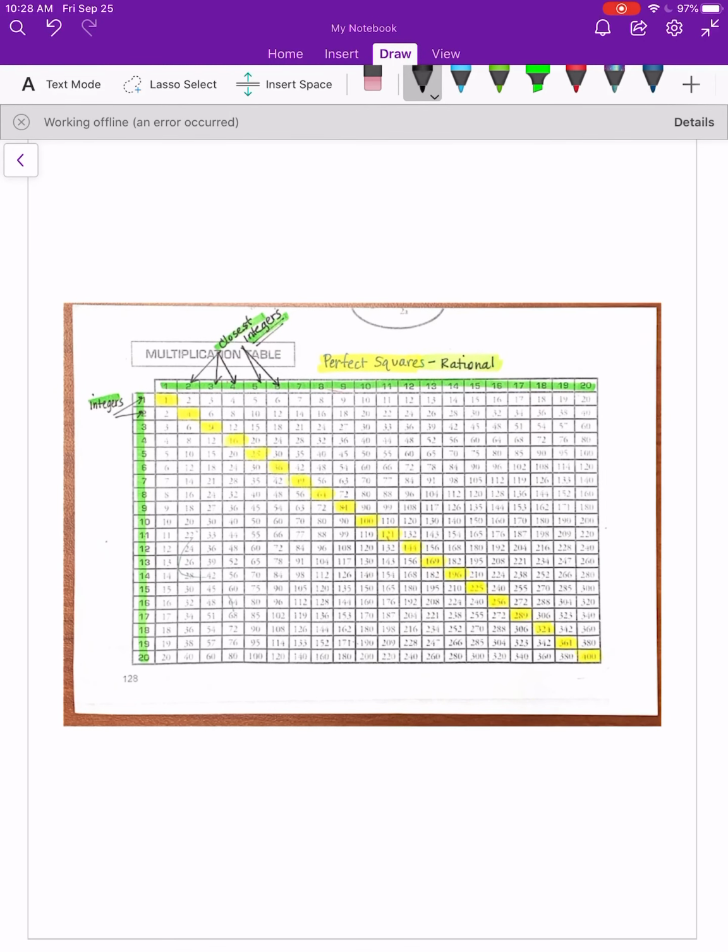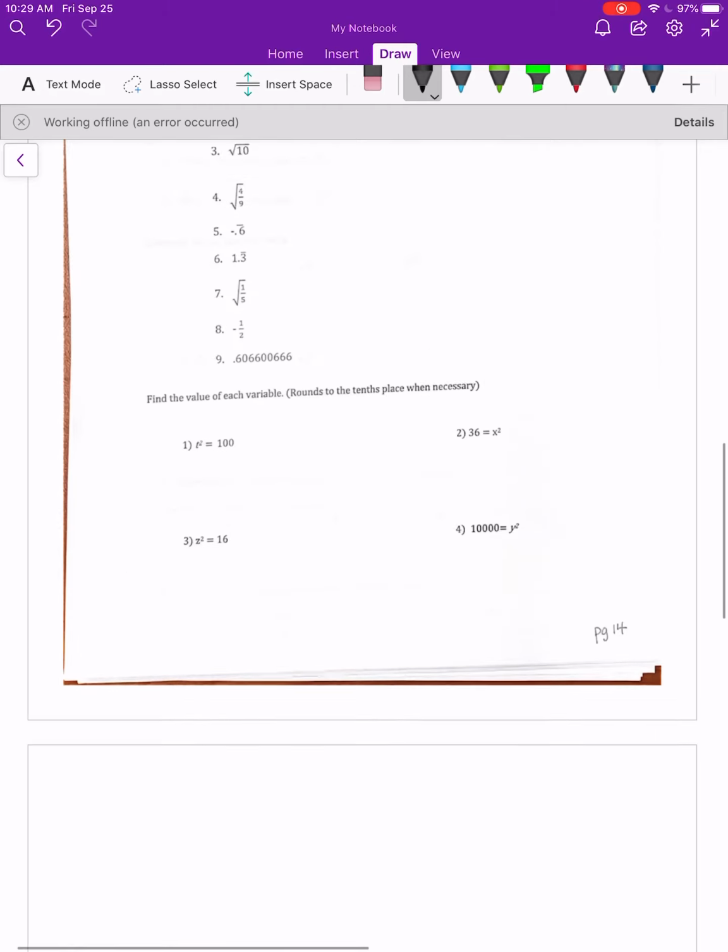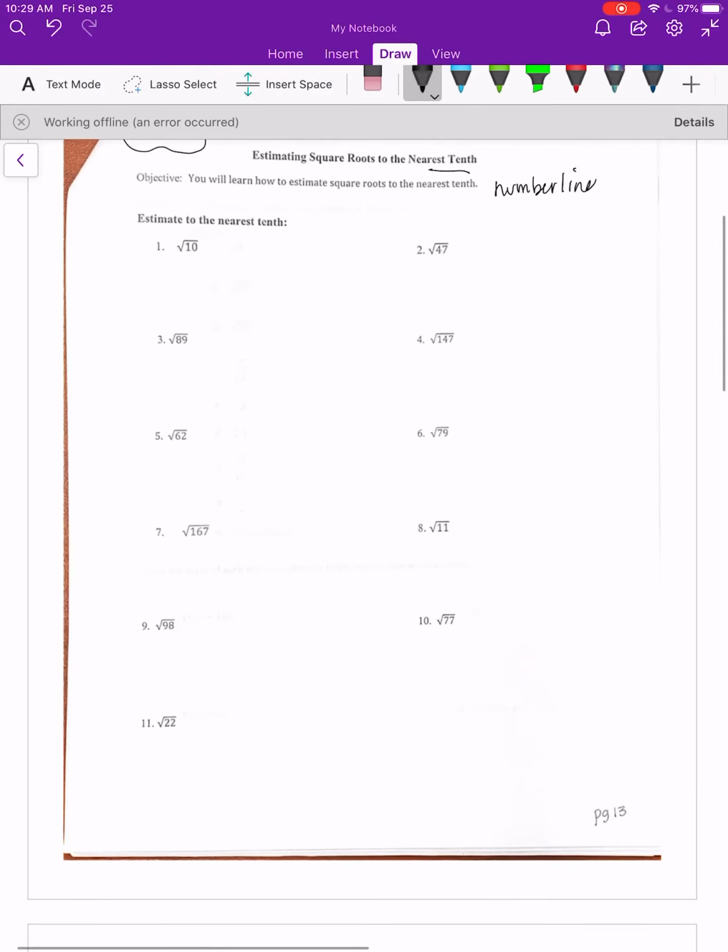The square root of 10 is going to fall between 9 and 16, so of course you've got 3 and 4 as your closest integers. So the square root of 9 and the square root of 16. The square root of 9 is 3, and the square root of 16 is 4. But now we're going to place it on a number line.